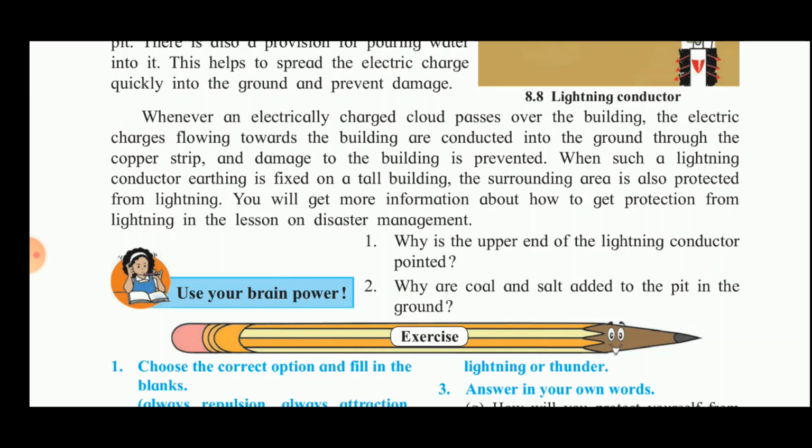Now, why are coal and salt added to the pit in the ground? Coal and salt are filled in the pit so that there is a provision for pouring water into it. This helps to spread electric charge quickly into the ground and prevent damage. So I hope this chapter is clear to you.